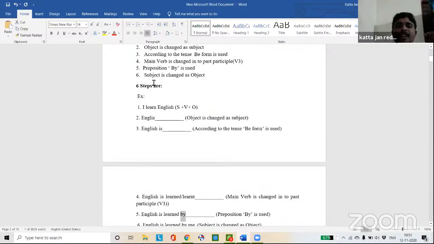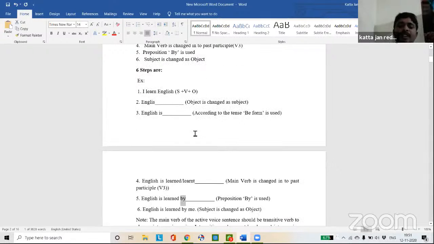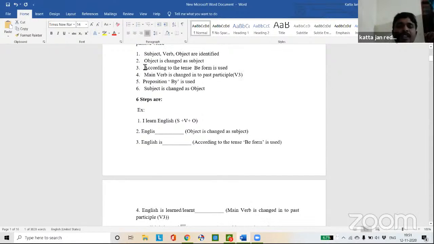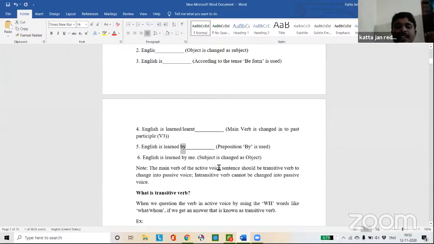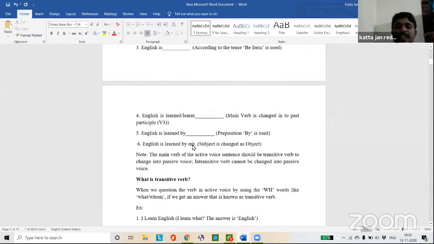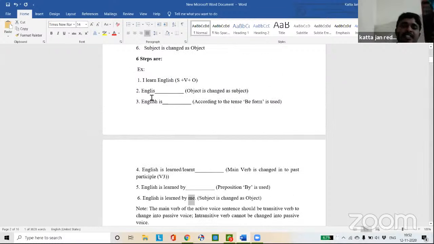Okay, sixth step: the subject is changed to object. So what is the subject? I. When it turns into object, then it becomes me. See here, English is learned by me. The subject is changed to object. So these six steps should be involved in changing an active voice into passive voice every time. Whatever the statement, whatever the sentence you take, these six steps should be involved.